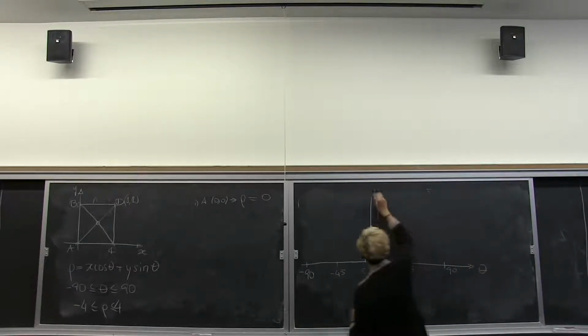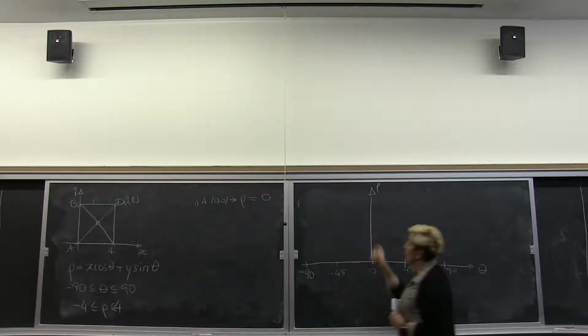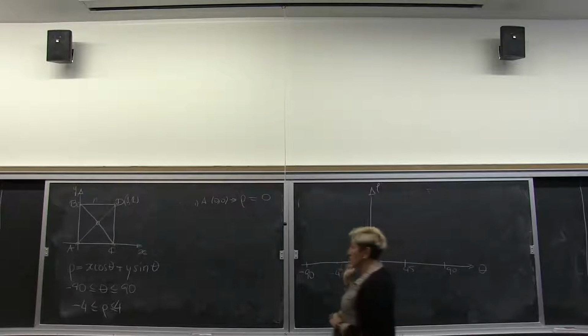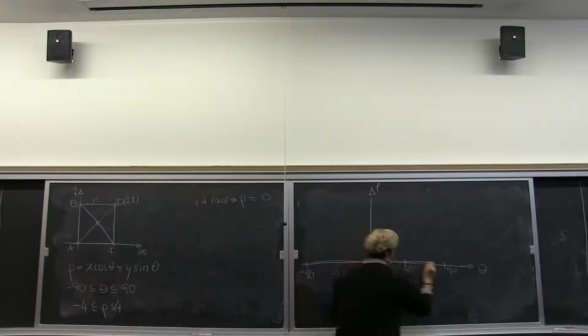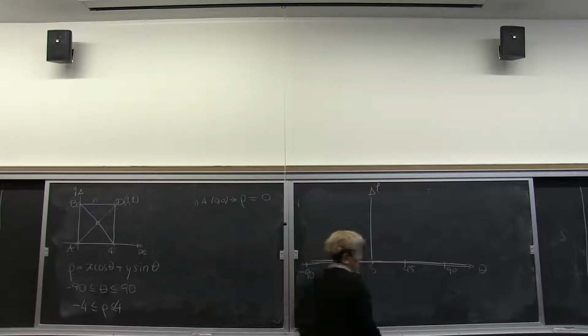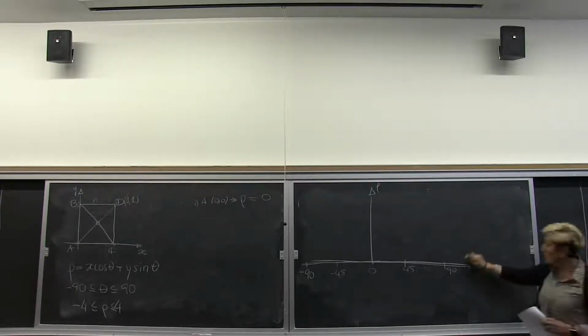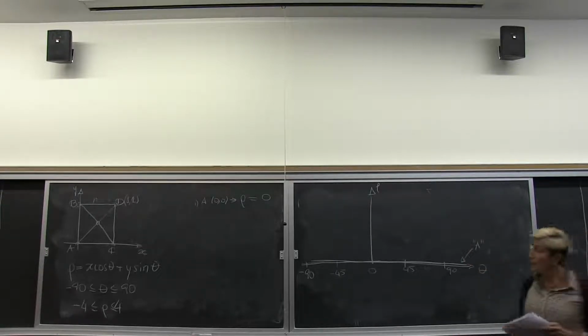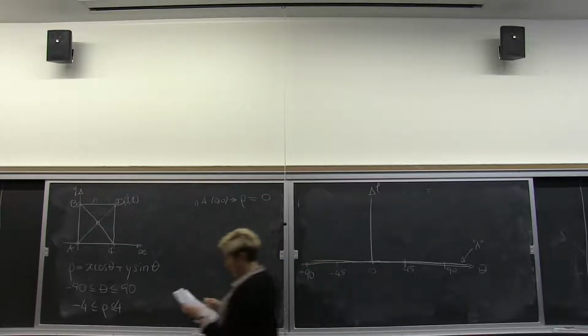I'm going to plot rho as a function of theta. Okay, and so A, and I didn't bring my color chalk to it, but A is, let's see. No. Okay. So this one over here is A. Okay. Next one, let's do B.